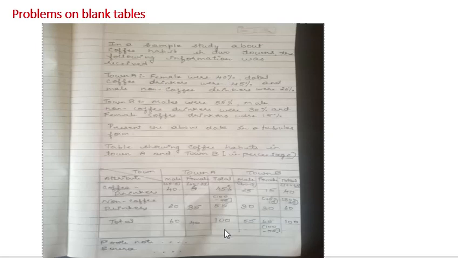Female were 40%. So the total number of female were 40%. If you put 40 here, this is 60, of course, because out of 100, 40 is female. It means the remaining is male. So 60 is male. The next information is total coffee drinkers were 45. If total coffee drinkers were 45 out of 100, so 55 are non-coffee drinkers. So 100 minus 45 is 55.